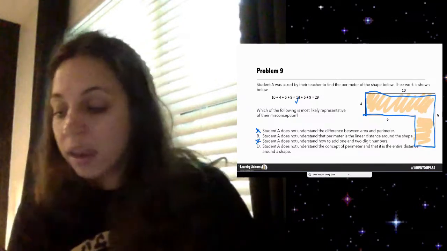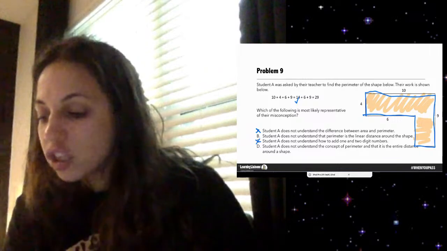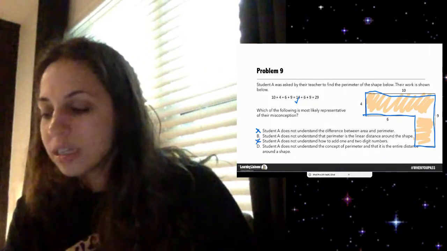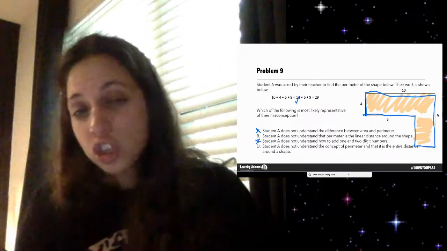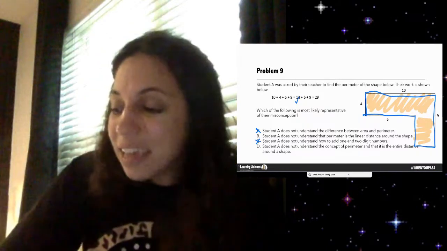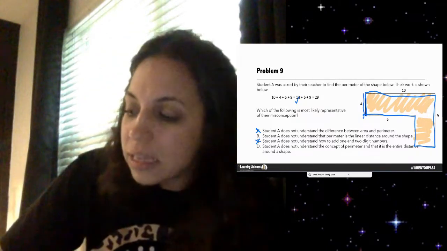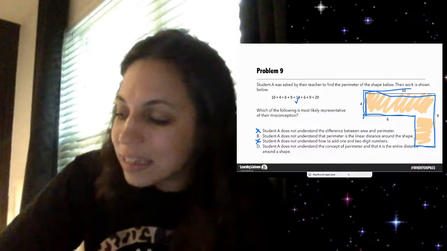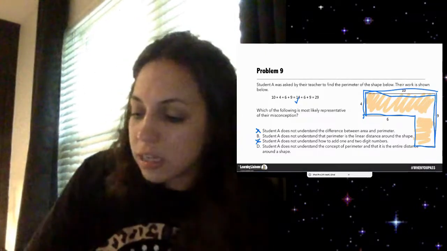So this one says they don't understand that perimeter is a linear distance. They actually do understand that because they understand that I'm adding this linear distance plus this linear distance plus this linear distance.